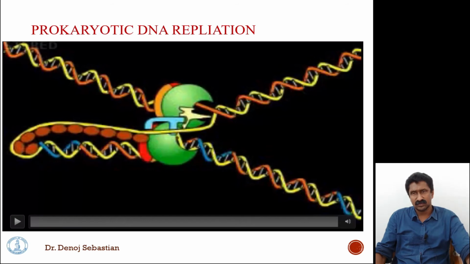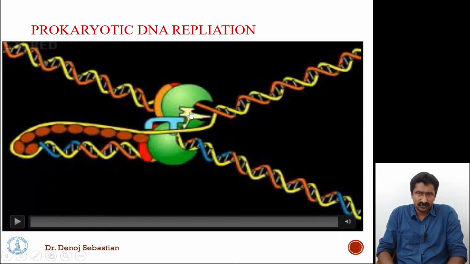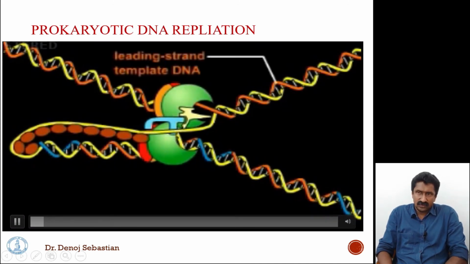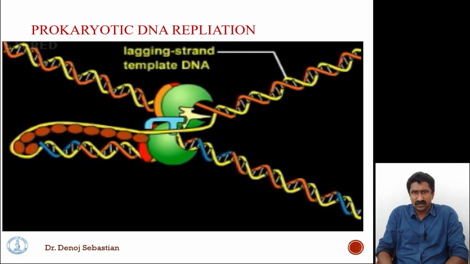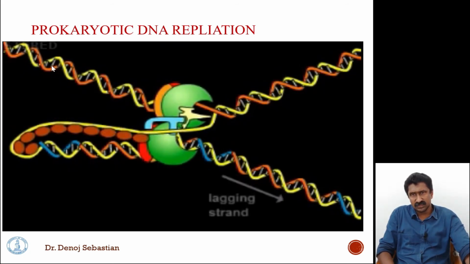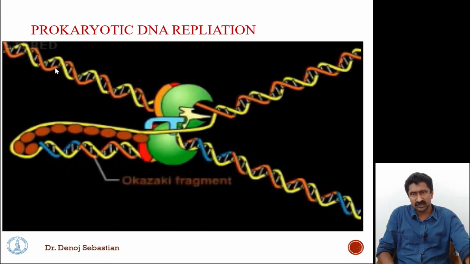So now I will show you a video. At the fork, two DNA polymerases collaborate to copy the leading strand template and the lagging strand template DNA. In this picture, the DNA polymerase that produces the lagging strand has just finished an Okazaki fragment. This is the clamp, this is the dimer of the polymerase, this is the primase, this is the helicase. So helicase, primase, DNA polymerase.